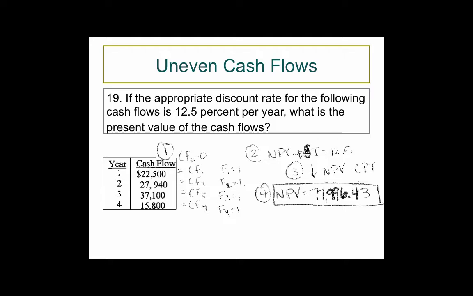Then you're going to hit the NPV button. I here in this case is going to be the 12.5%, so 12.5 enter, down arrow, NPV, you hit compute. Now, that should give you $77,996.43. Now, this problem didn't ask you to figure out what that value would be like in the future, so let's take a look at one of those problems.